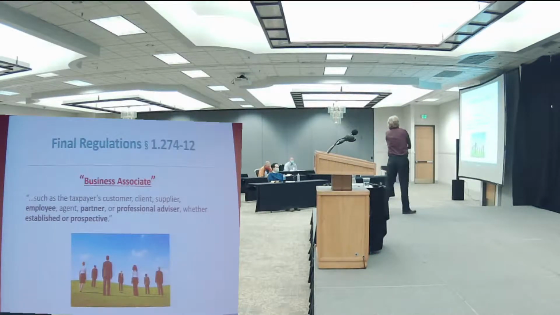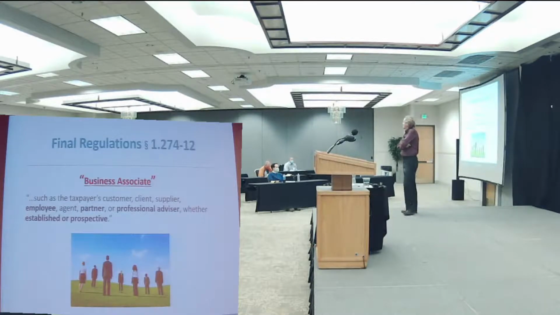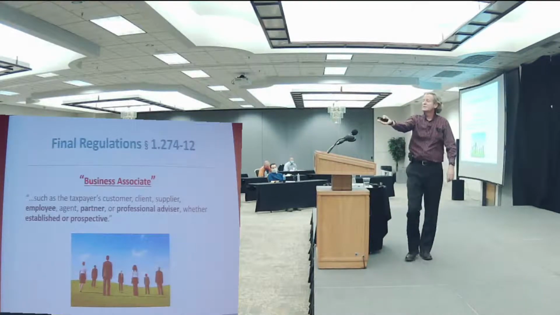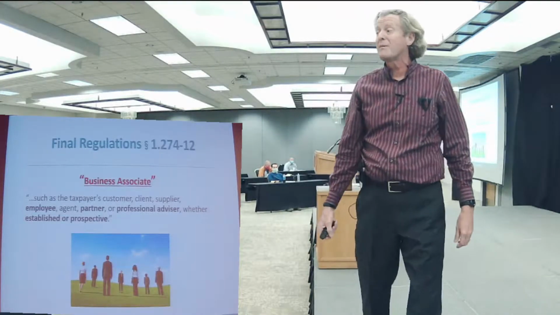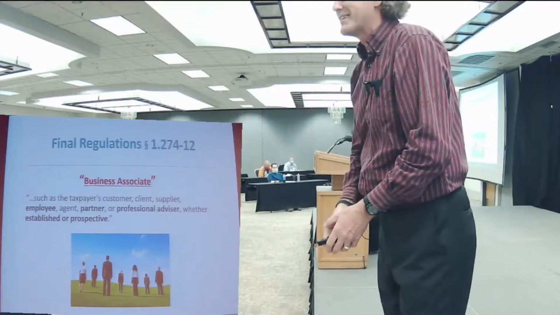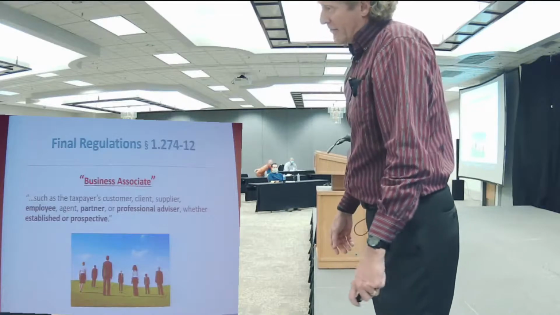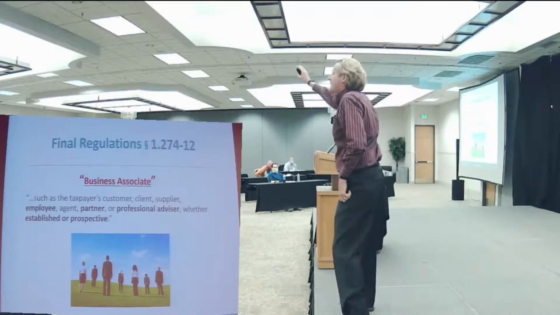And then in addition to customer, client, supplier, agent, and the like, you see what the IRS added: employees, partners, and professional advisors, whether established or prospective. So now, instead of doing his performance review in the office where everybody wants to see what's going on, can we take him out to lunch? Get off-site, away from all those prying eyes? Maybe even soften his pain with the beverage of choice? Yes! Can the partners go off-site to have that very serious meeting?